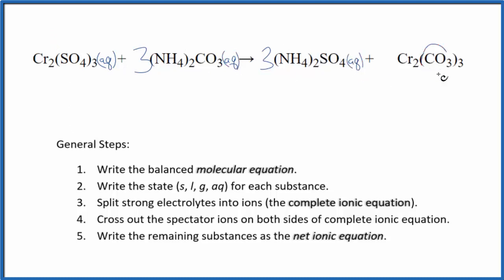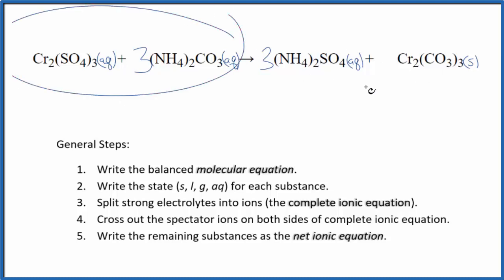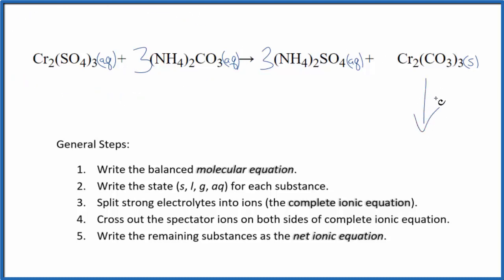But in general, carbonates, except for elements with group 1 like sodium or potassium, are insoluble. So we'll put an S for solid. Because it's insoluble, it doesn't dissolve, it's a solid. And in fact, these will react here. This falls to the bottom of the test tube in a precipitation reaction because it's a solid.